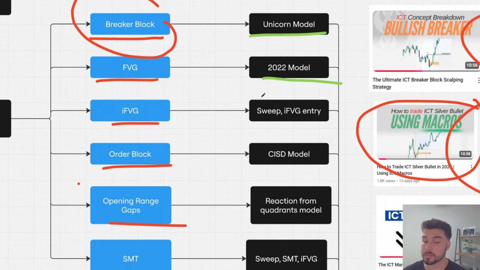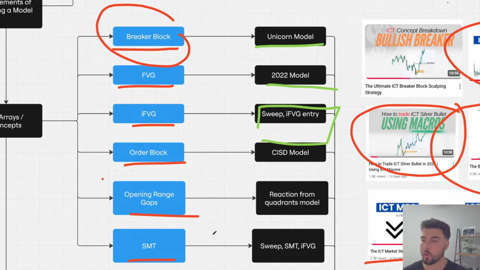My personal model is macros and also inversion fair value gaps here. I've got a range of videos, so do other creators, but what I'd encourage you guys to do, if you're new, is study all these concepts, watch those videos, take notes, and then apply that to your own charts.